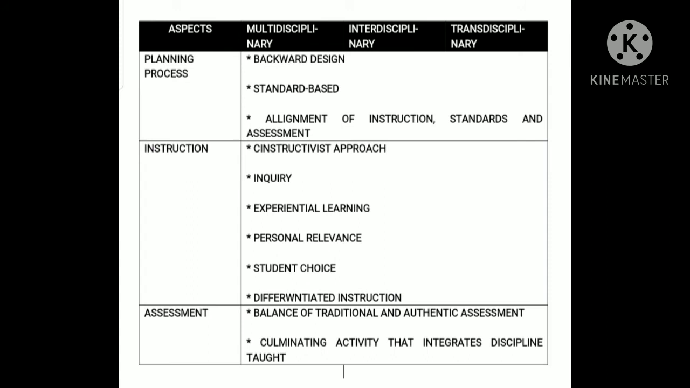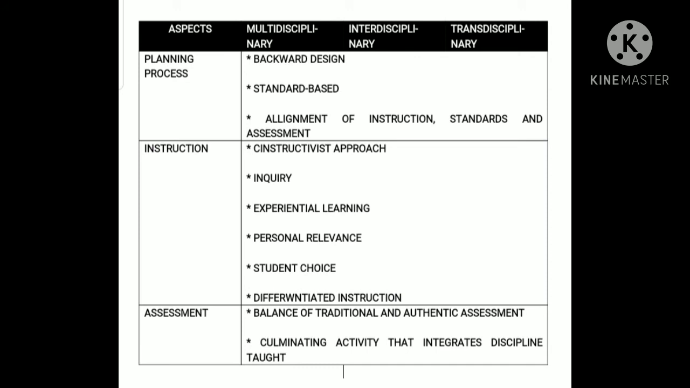We now arrive at the last aspect, which is the assessment. First, we have the balance of traditional and authentic assessment. Let's differentiate traditional from authentic assessment. When we talk about traditional assessment, it assesses a student through multiple choice, true or false, or the use of response to answer the given questions. While when we talk about authentic assessment, it is a way of how we can assess our students on how they apply knowledge, especially to real world context or real world situation.